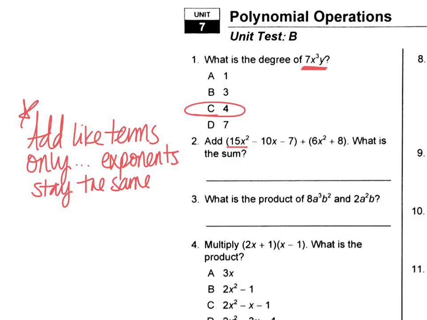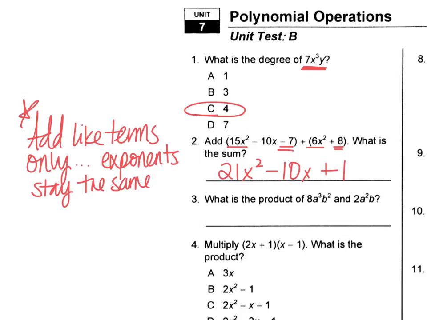I've got 15x squared and 6x squared. That's going to give me 21x squared. -10x is the only term with just an x, so that's -10x. And then -7 and +8 can combine to give me +1. Remember that the best way to write these is in standard form, which is when you're counting down in exponents. But if you don't write it that way, that's not necessarily going to be counted wrong.